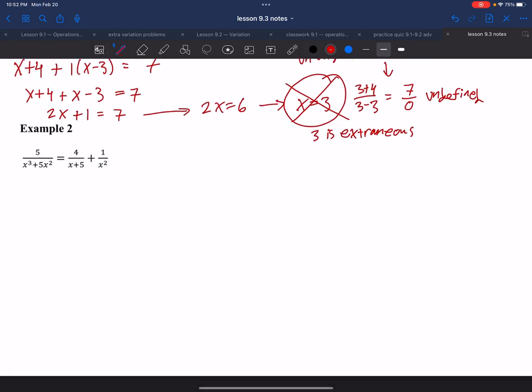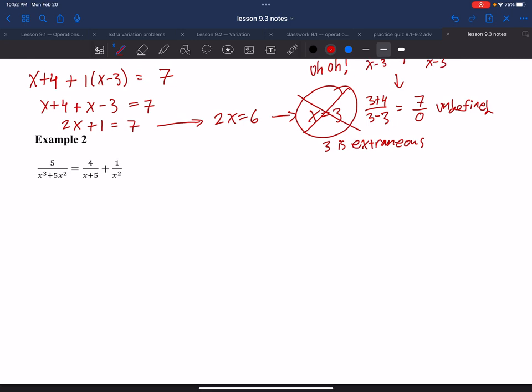Okay, let's take a look at example 2. And this one's a tad more complicated. Now, remember, I said it's most effective to identify your least common denominator first and then multiply by that, right? So let's actually factor all denominators. Make sure they're factored. I'll say that this is 5 over, I can factor out a GCF of x squared, and get x plus 5. This equals 4 over x plus 5 plus 1 over x squared.